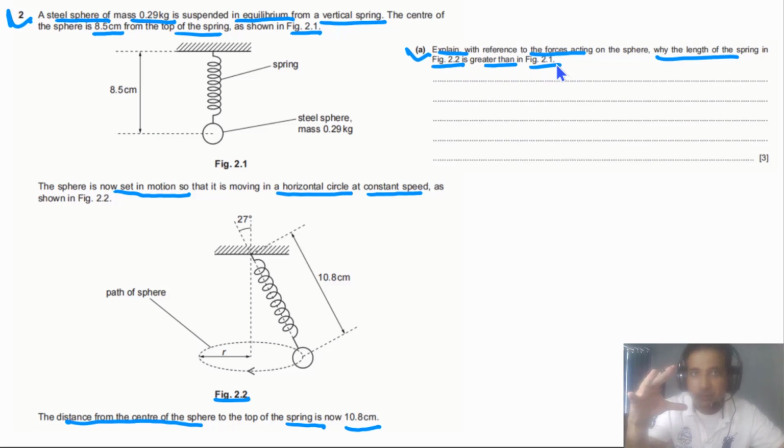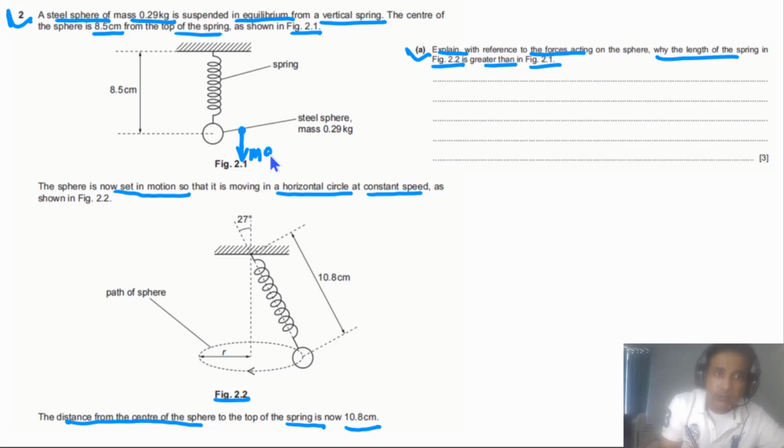A beautiful question, a conceptual question. So read the question, try to think about forces acting on the sphere in figure 1 and forces acting on the sphere in figure 2, and then compare. That's all you need to do. So first of all, if you look at figure 1, in this case we have a sphere. If we draw the free body diagram, the force acting downwards on the sphere has to be mg, and the force acting on the sphere upwards has to be the tension T.